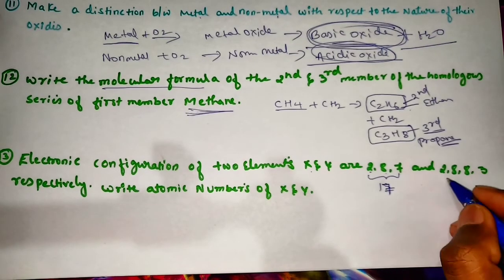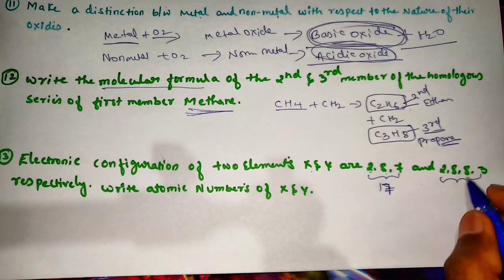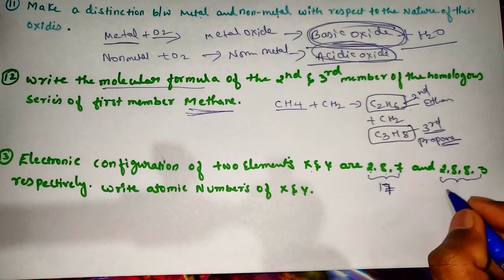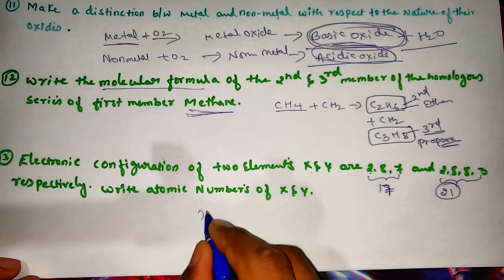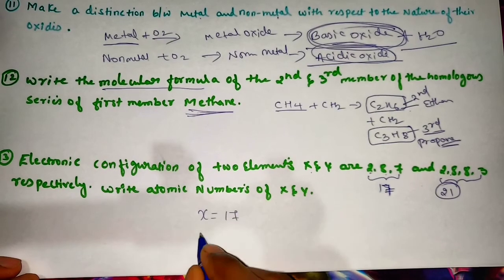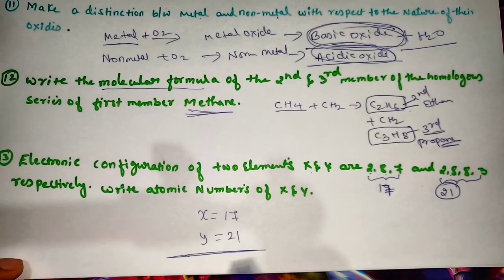What is that? 17. Here 2, 8, 8, 3 is there. So 10, 18 and 21. So this is the atomic number of X and Y. X is equal to 17 and Y is equal to 21.